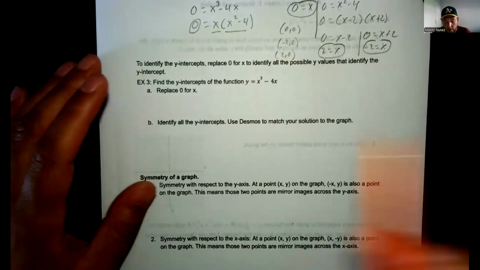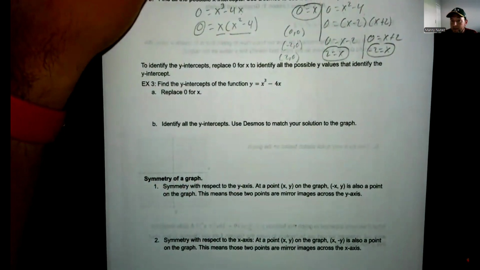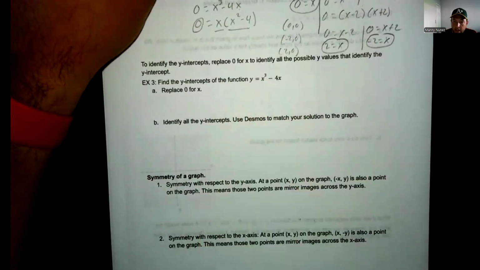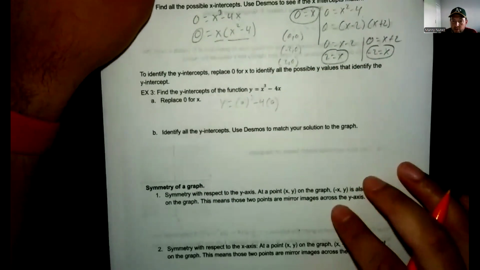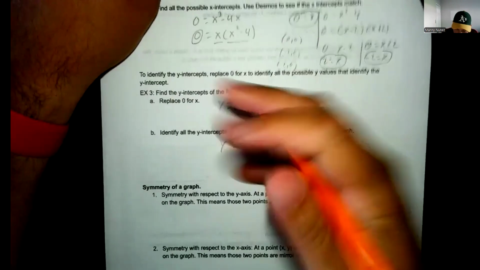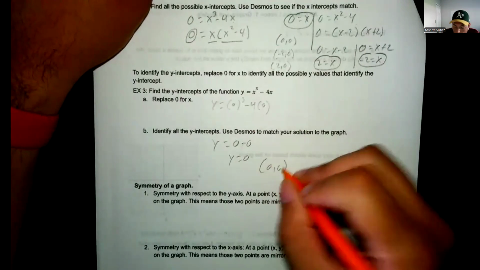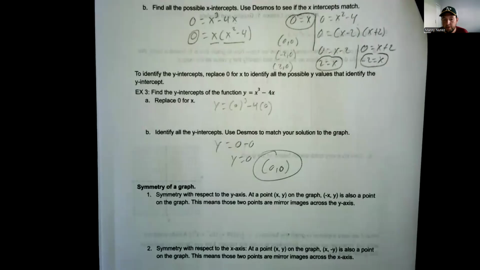All right. Well, let's find the y-intercepts, right? To identify the y-intercepts, we need to replace x with 0 to identify all the possible y values that identify the y-intercept. So for this example, find the y-intercept of the function y equals x cubed minus 4x. Well, I'm going to replace x with 0. I get y equals 0 cubed minus 4 times 0. And all we're going to do at this point is just solve for y. Well, I get y equals 0 minus 0, in which case it is going to be 0. And we've already seen in Desmos, right, that the y-intercept was 0, 0.